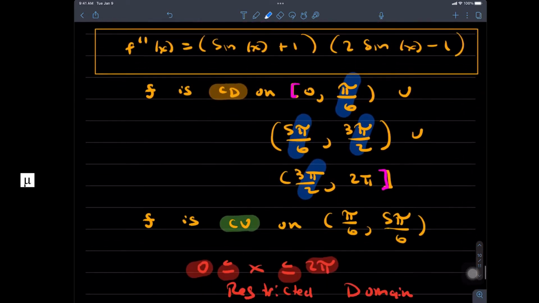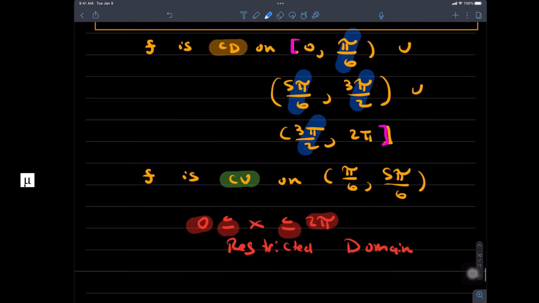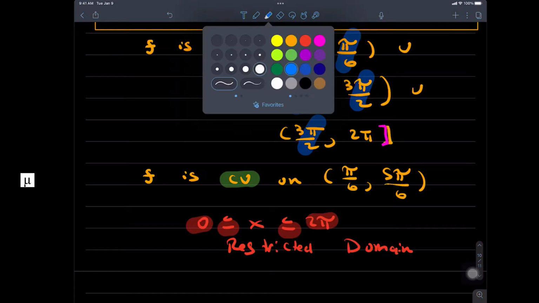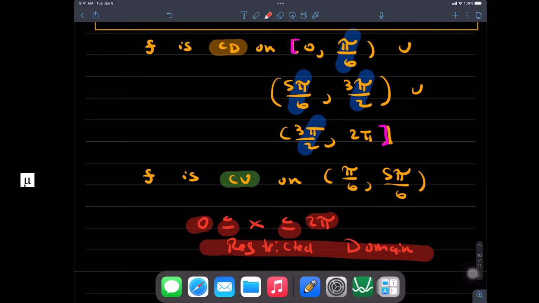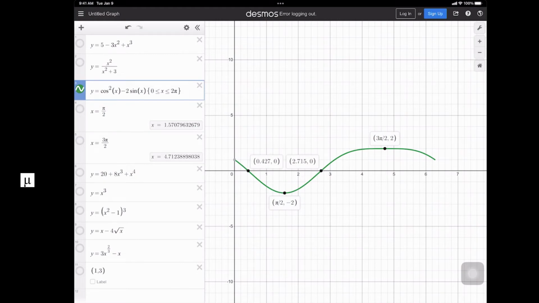Right in here. And you don't want students to make a mistake on that. But it's all because of that nice restricted domain. Now, this question would probably be a lot harder if they didn't restrict the domain. If they don't restrict the domain, there's a lot more information there. And go back now to Desmos. So look at Desmos.